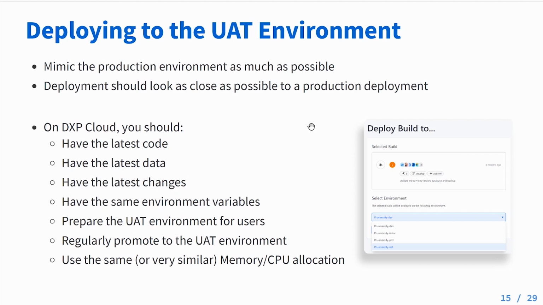For DXP Cloud, we should keep in mind that we need to have the latest code, the latest data, the latest changes. We want to make sure that we have the same environment variables. We want to make sure that the UAT environment is prepared similarly to how the production environment is prepared. We want to make sure that we're regularly promoting to the UAT environment. And the last point is we want to make sure that the same or similar memory and CPU allocation is given to the UAT environment as the production environment.